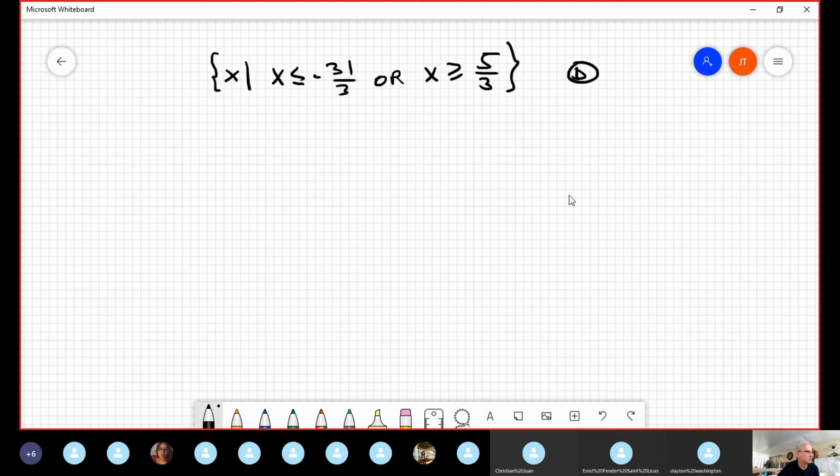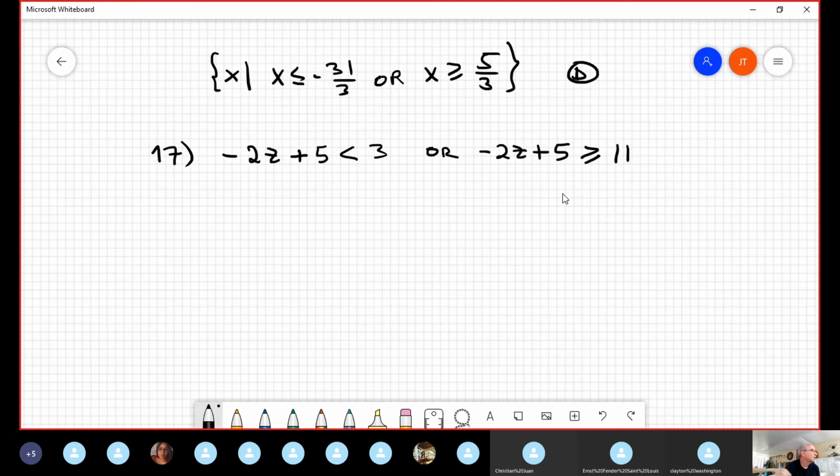Okay, what number was that? Number 16, now 17. 17 is minus 2z plus 5 less than 3, or minus 2z plus 5 greater than or equal to 11. Let me check it just in case I copied right or wrong. Minus 2z plus 5 less than 3, or minus 2z plus 5 greater than or equal to 11.